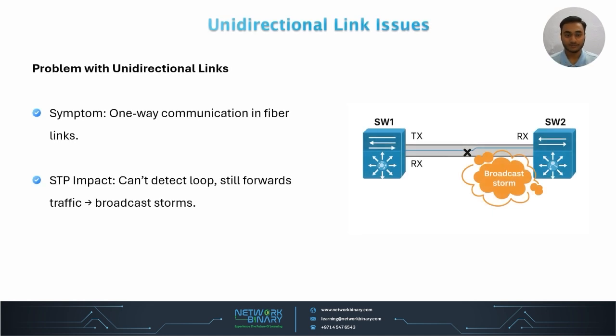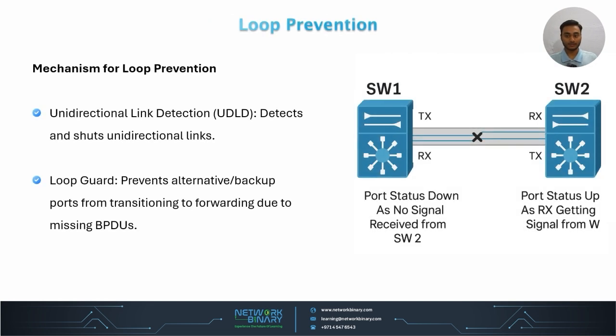Next is one of the issues that we see. If you have ever seen one-way communication on a fiber link, that's a unidirectional link, and STP won't know about it because it's unidirectional. So traffic keeps forwarding, and boom, a broadcast storm. Big headache. To catch all those bad links, we use UDLD. It checks if both sides are still talking, and then we have Loop Guard. It makes sure that ports don't suddenly stop blocking and start forwarding just because they missed a few BPDUs.